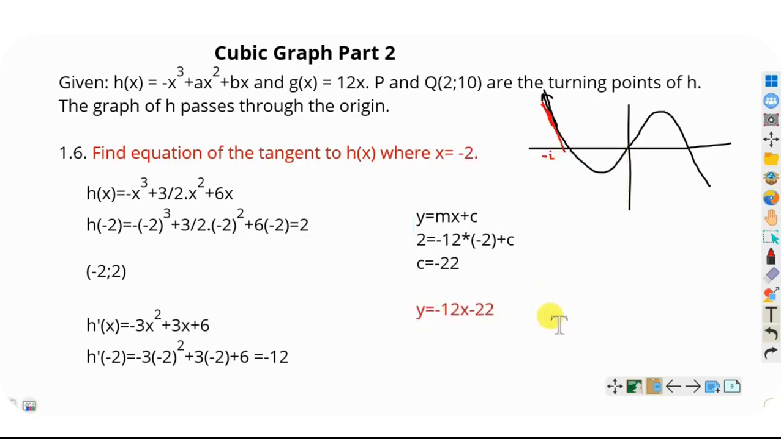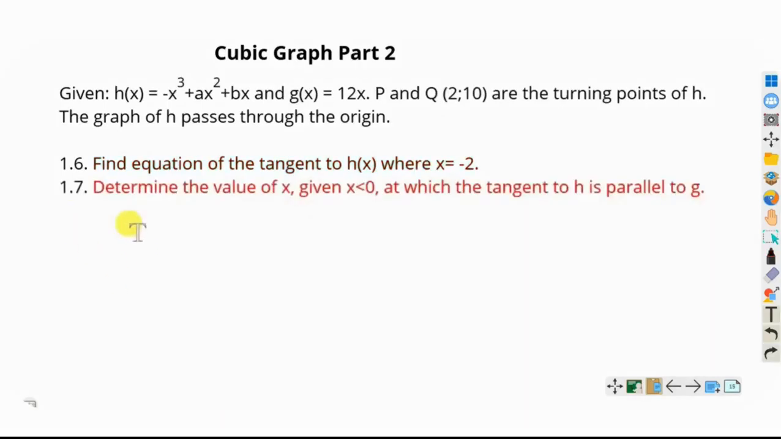The graph of h. Let us go to 1.7. Here they say determine the value of x, when x is less than 0, at which the tangent to h is parallel to g. So what is the gradient of g? Parallel lines have the same gradient, so the tangent of h will have the same gradient as the graph of g, and the graph of g has a gradient of 12.